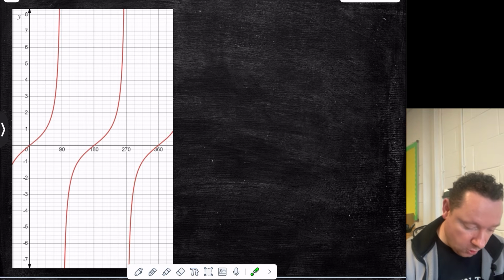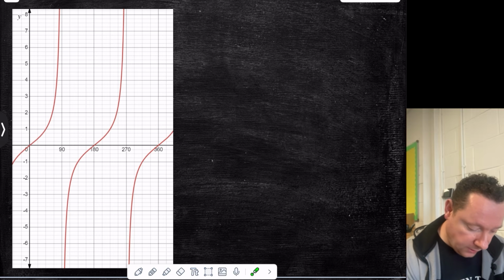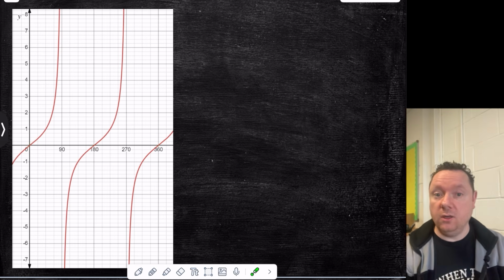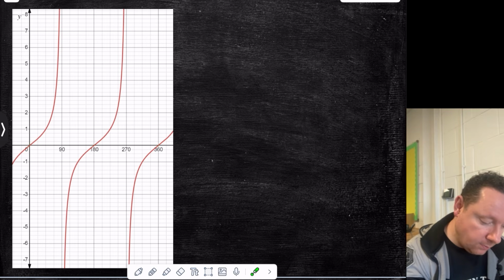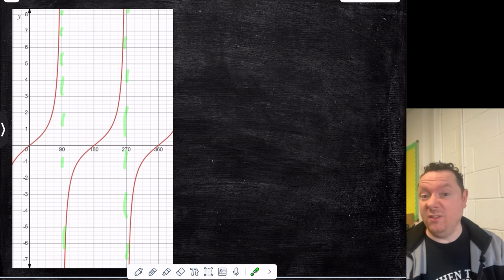Key points, well, it's not got a max or a min, it just goes on forever, but it is 0 at these points here, so it's 0 at 0, and at 180, and at 360. These are called turning points, it's where it starts to turn, points of inflection. And it's got asymptotes at 90 and 270, asymptotes being where the graph never touches that line.